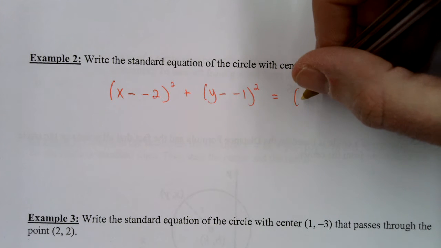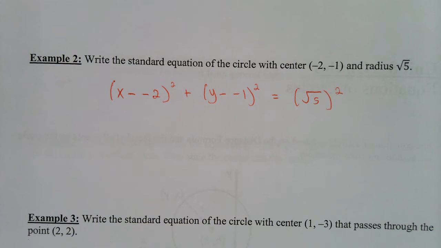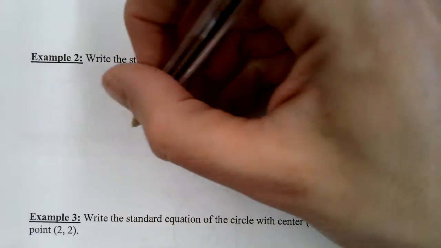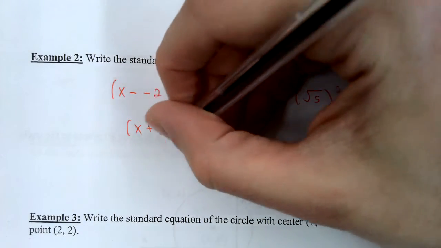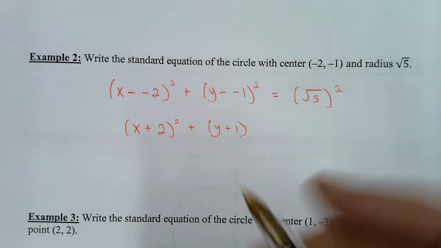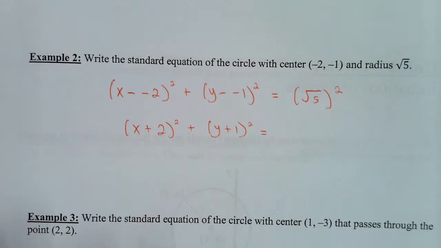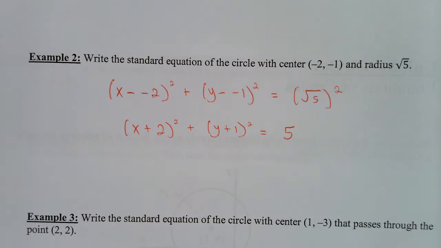The radius is the square root of 5, so it's going to be the square root of 5 squared. In the next step, I'll do x plus 2 squared and y plus 1 squared. That sign is always subtraction. That sign is always addition. And hopefully you remember this: the square root of 5 squared is 5. Square rooting and squaring are inverses. It's like saying, what's 10 plus 3 minus 3? It's 10.